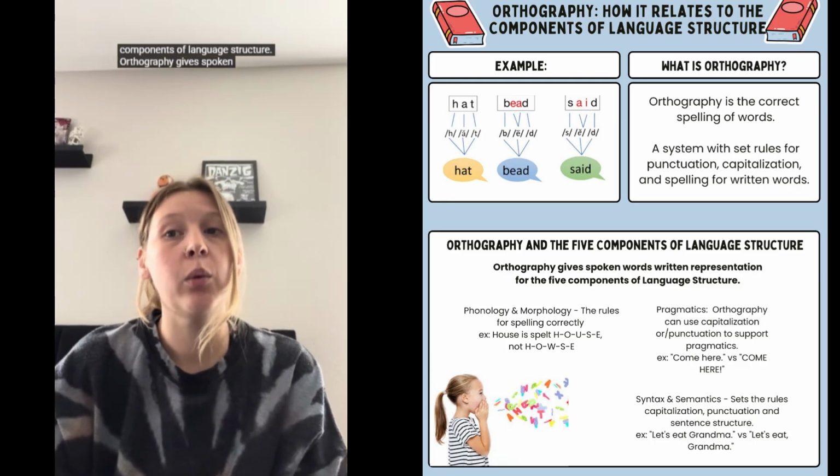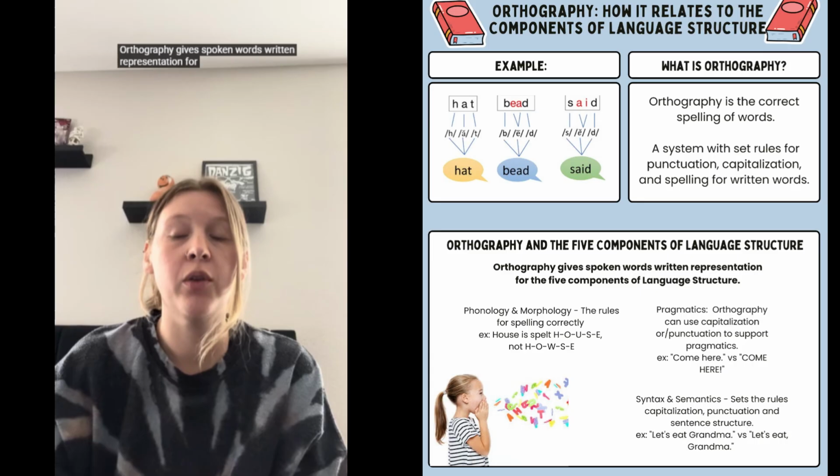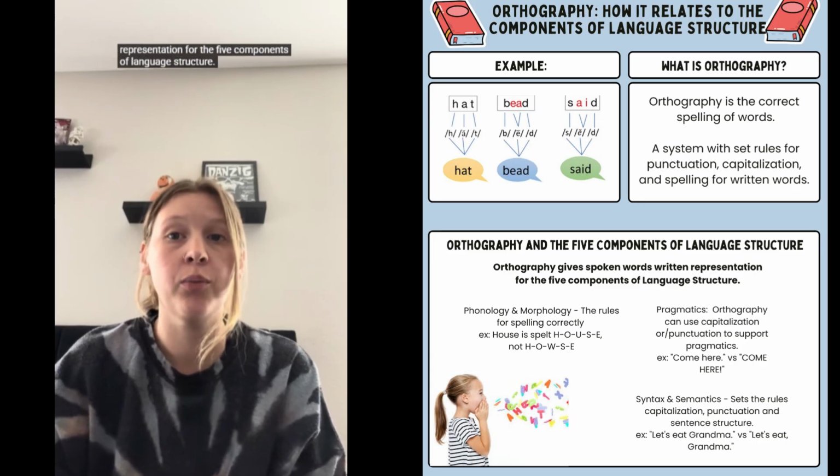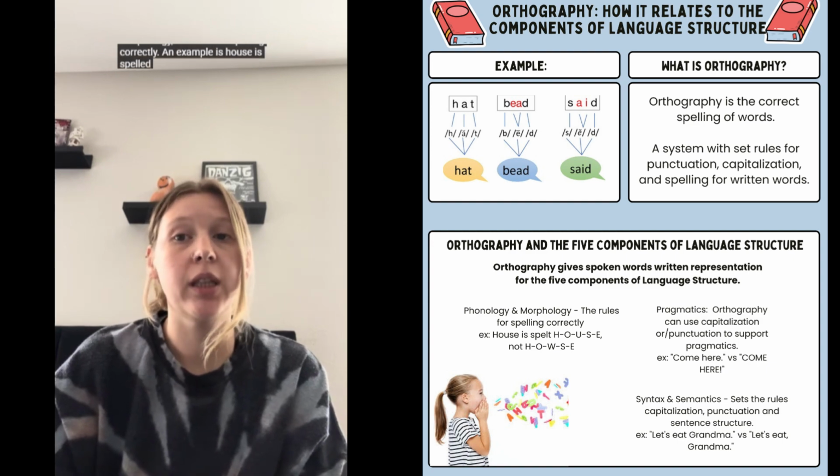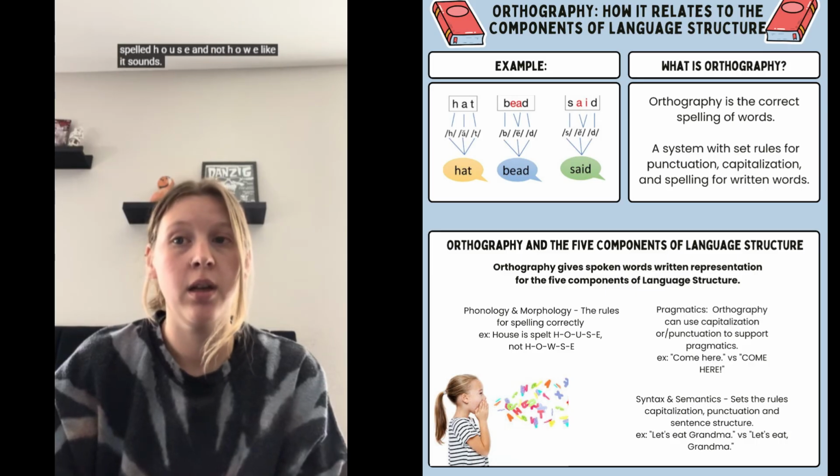Orthography gives spoken words written representation for the 5 components of language structure. For phonology and morphology, there are rules for spelling correctly. An example is house is spelled h-o-u-s-e and not h-o-w-s-e like it sounds.